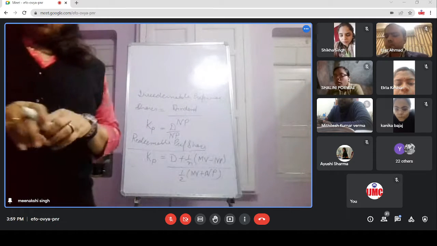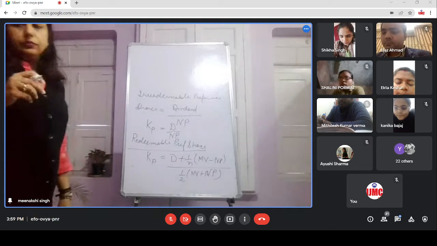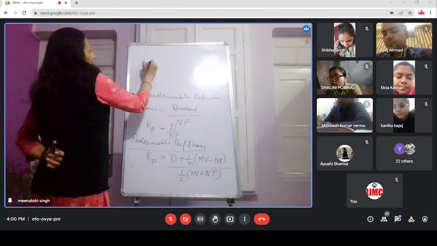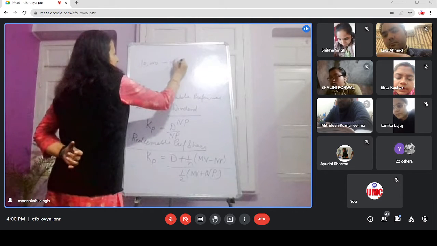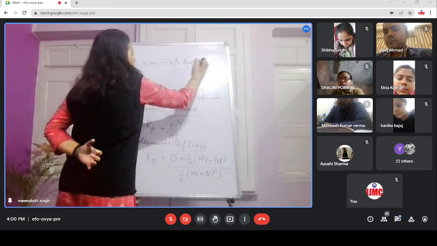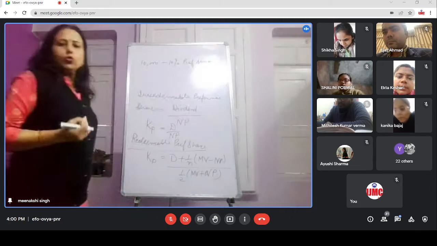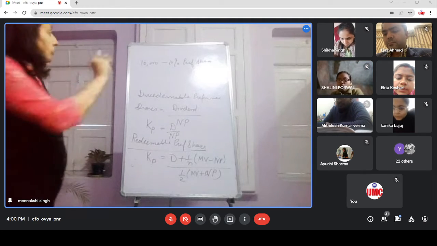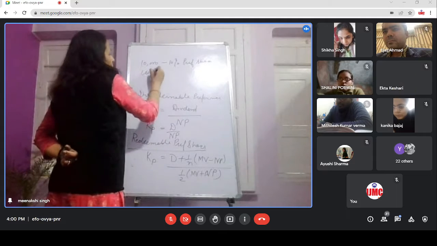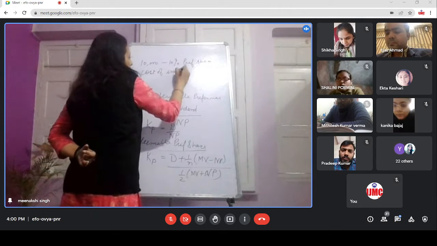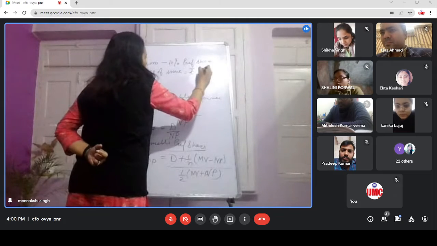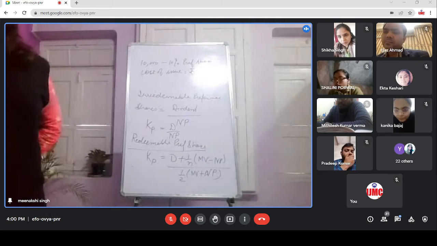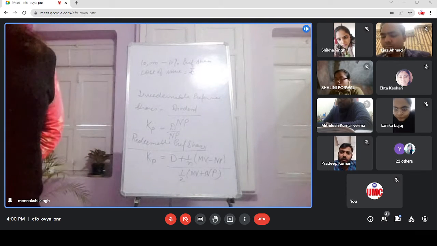Let's suppose a company has issued 10,000, 10% preference shares. These are issued by a company, right? We have to compute the cost. The cost of issue is given, that is ₹2 per share.